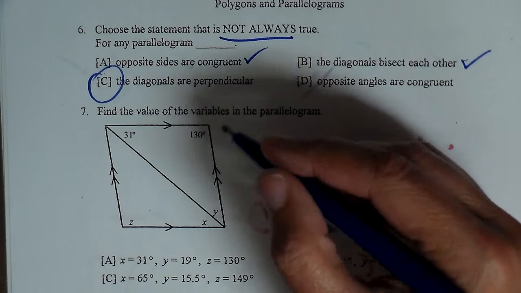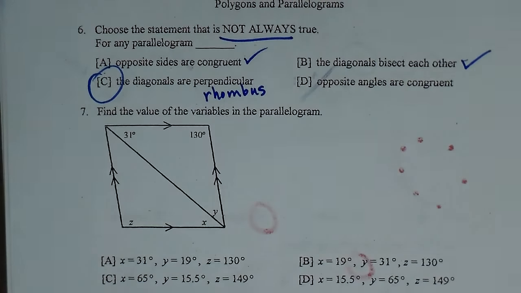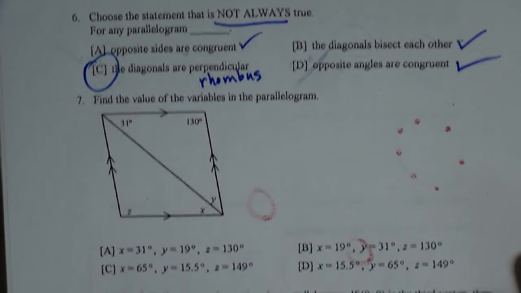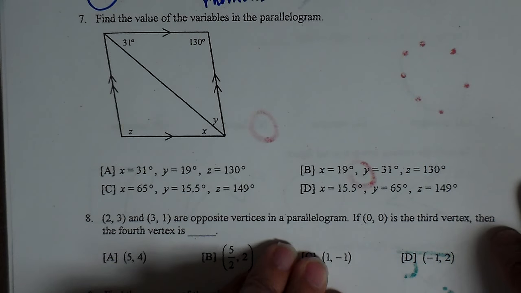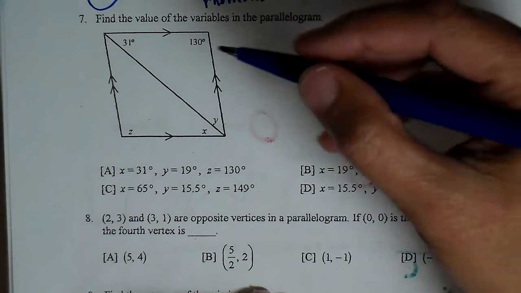When are the diagonals perpendicular? In a rhombus. Opposite angles are congruent, yes. So that's your answer. So let's look at number 7. Find the value of the variables in the parallelogram. Well, when you have a parallelogram, do you remember how we create alternate interior angles?